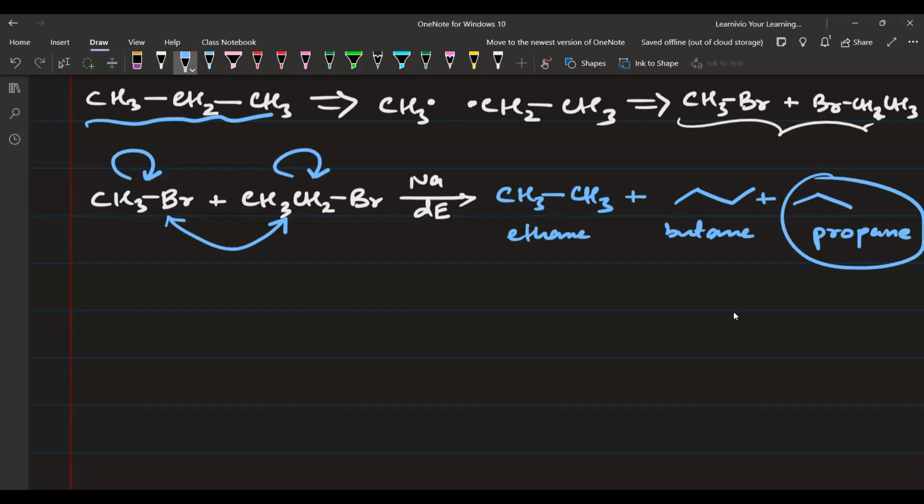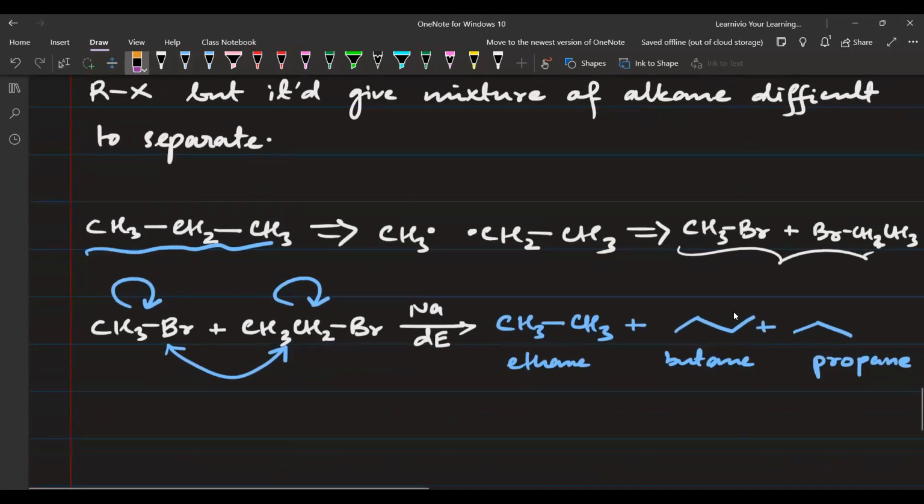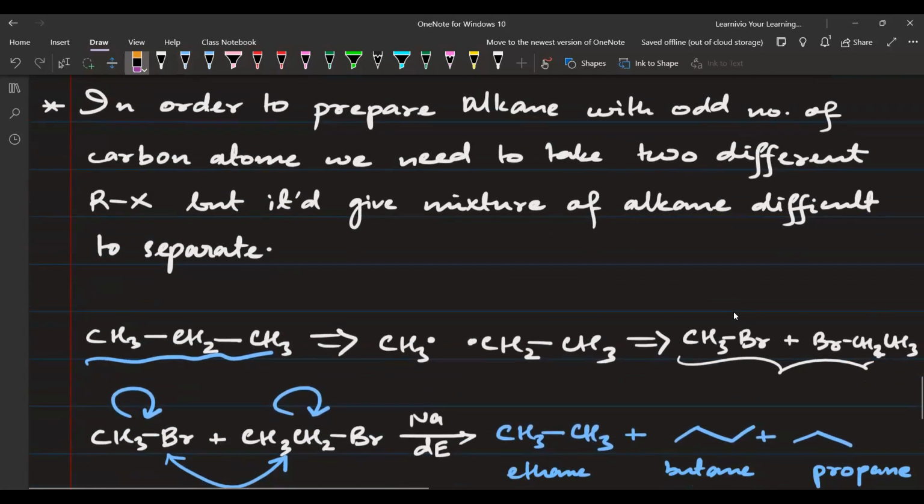Now, even if I take, let us suppose, 33%, 33%, 33%, तो बहुत ही कम मिला ना. We were expecting 100% yield रहना चाहिए. That is why we do not prepare any alkane with an odd number of carbon atoms via this method, via Wood's reaction. Does it make sense? Yes or no? Please tell me. Yes, sir.